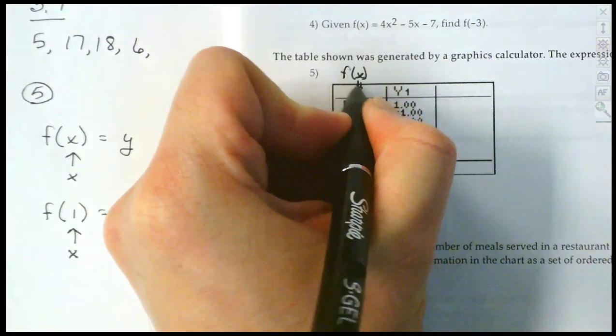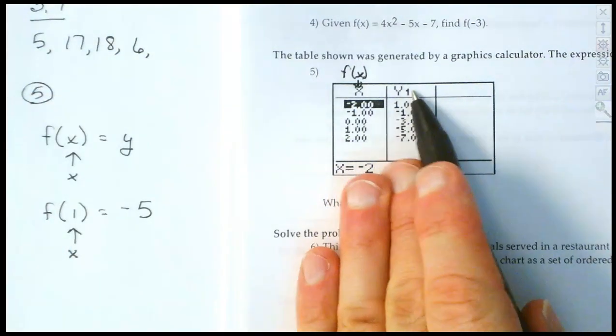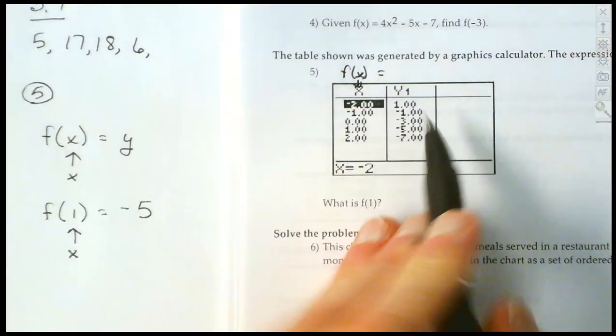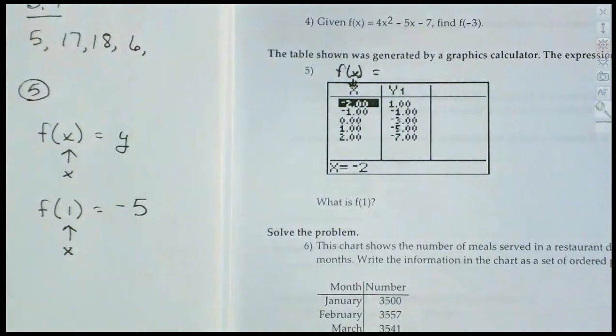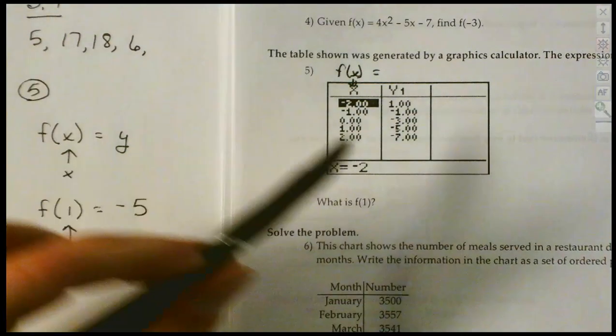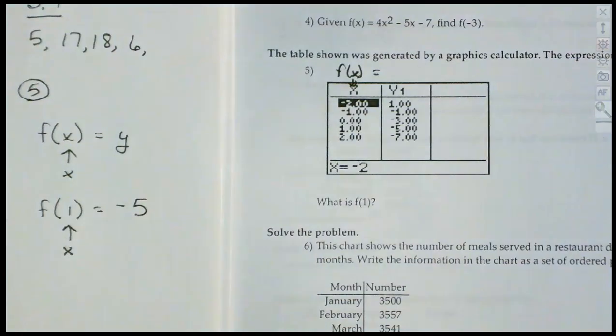So your x goes here, and then these are what you get out. Equals is over here. So you just find the value on the x side, and then look at the corresponding y value. Does that make sense now? Just read the table and find the value coming out.